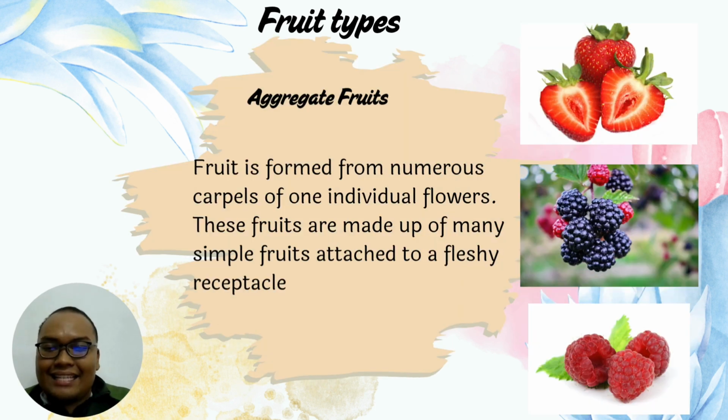So, simple fruits come from one flower with one ovary. Second is aggregate fruits. Aggregate fruits develop from many carpels of one flower. This means a single flower produces many small fruitlets which are grouped together. These small fruits are attached to a fleshy structure called the receptacle. Examples are strawberries, blackberries, and raspberries, where many small parts from one flower form one fruit-like structure.